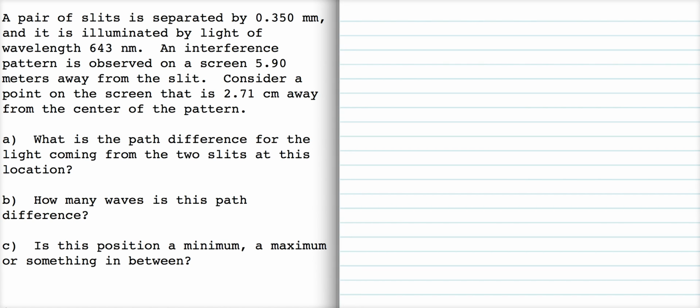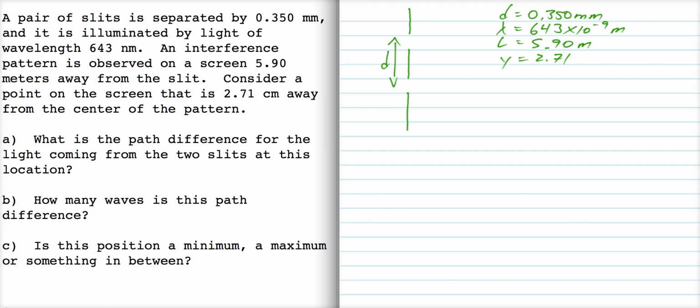Okay, so we've got two-slit interference here, and with two-slit interference you've got your two slits here. They're separated by a distance d, and we have that d is 0.350 millimeters, and the wavelength we're dealing with here is 643 nanometers. And the screen is a distance 5.90 meters away. And we're considering y equals 2.71 centimeters. We don't know what's there, whether there's a maximum or a minimum there, but that's the location we're given.